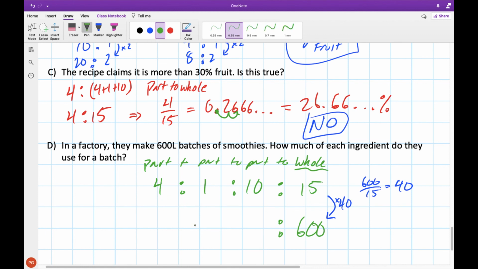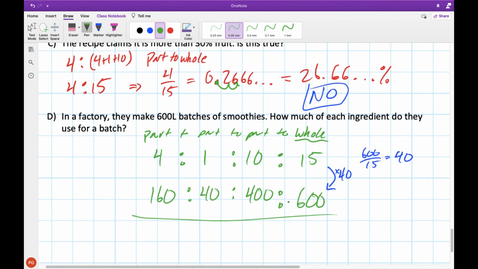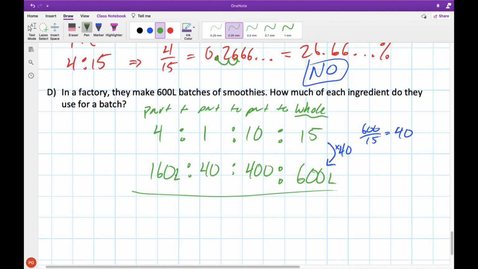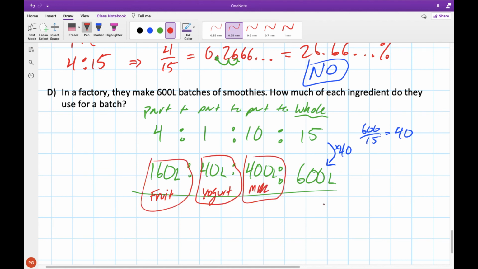So 4 times 40 would give us 160. 1 times 40 gives us 40. 10 times 40 gives us 400. And from here, now we can answer the question. If this is 600 liters, we would need 160 liters of fruit puree, 40 liters of yogurt, and 400 liters of milk. So this would be our fruit, this would be our yogurt, and this would be our milk. And that's how we would answer this question.